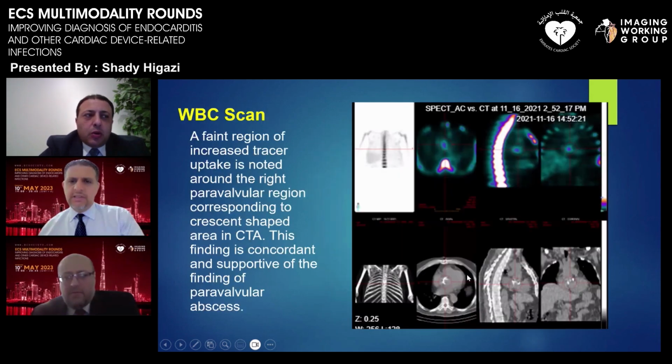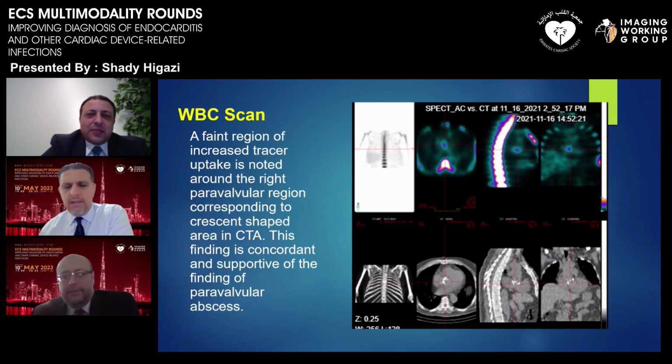Okay. So this is a situation where there was no access to PET on the inpatient side, and the patient was sent for a SPECT tagged white cell scan instead. Yes, it came with positive findings. There was increased uptake around the right paravalvular region, corresponding to the same area on the CTA. So it was really a paravalvular abscess.